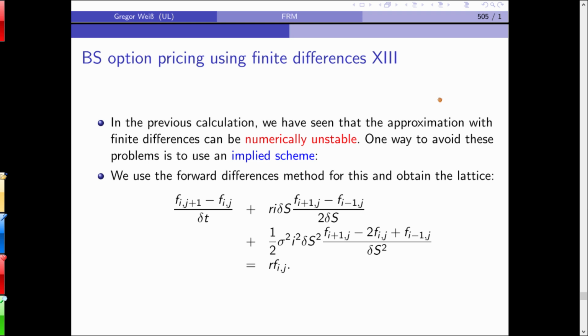One way to avoid this is to use an implicit scheme. Here you can use forward differences. You get a slightly different lattice, but I'll stop here. If you have now understood the general idea, take Black-Scholes, take the partial differential equation, substitute the derivatives with triangles, with differences, finite differences.